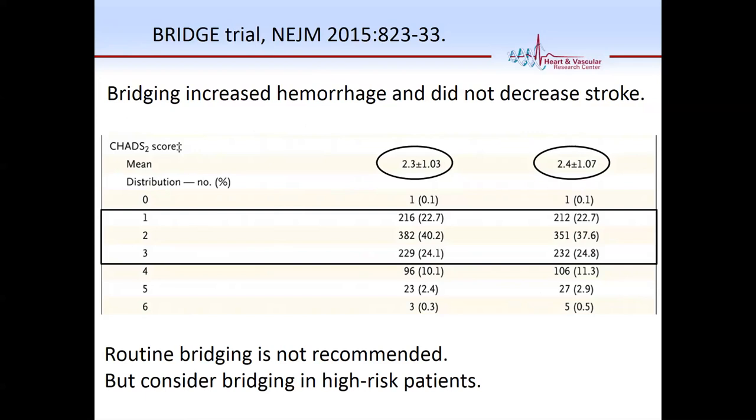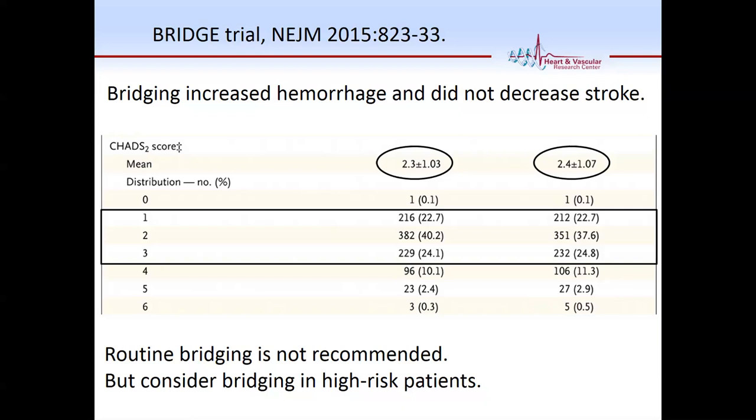But the caution here is that the vast majority of these patients, and this was working with a CHADS2 score, were not our highest risk AFib patients. So those who have a history of stroke or who have a very high CHA2DS2-VASc score, we still do consider bridging in some situations. And I think all of us who take care of patients with AFib have had more than one patient who've actually had a stroke when they went for their colonoscopy off of anticoagulation. So we do have to still keep in mind that there are some very high-risk patients who may still benefit by bridging.